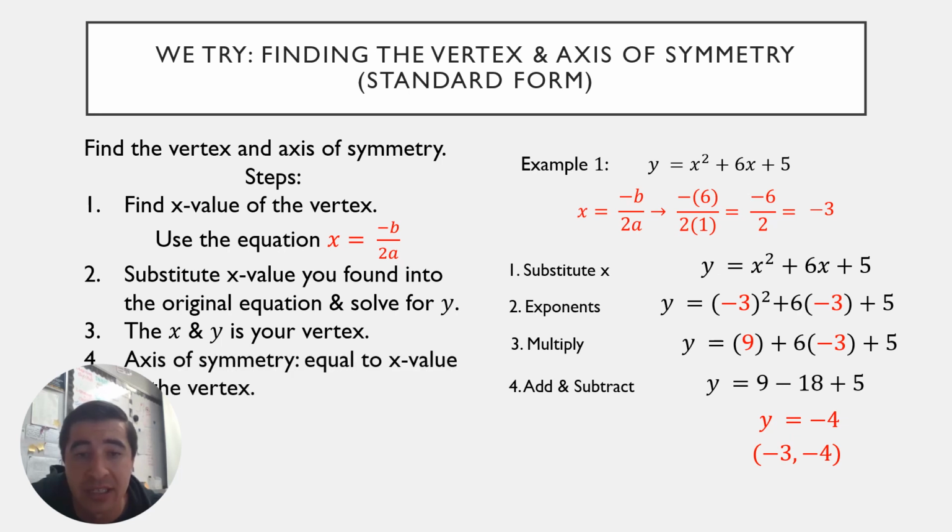Finally, to find the axis of symmetry, just like vertex form, it's equal to the x value of our vertex. And we write it as an equation of x is equal to a number. What number is it equal to? Go ahead and write that below. If you got x is equal to -3, you are correct. And that would be our axis of symmetry.